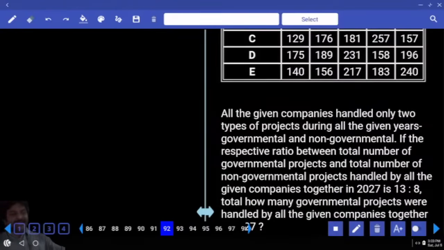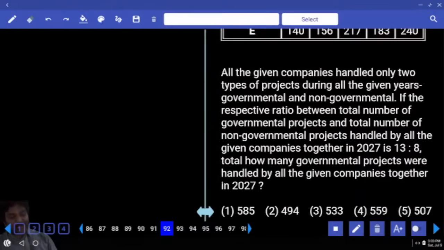All the given companies handled only 2 types of projects during all the given years, governmental and non-governmental. If the respective ratio between the total number of governmental projects and the total number of non-governmental projects handled by all the given companies together in 2027 is 13:8, how many governmental projects were handled by all the given companies together in 2027?